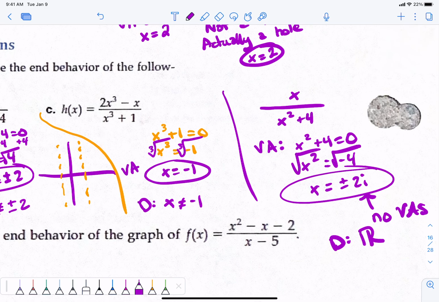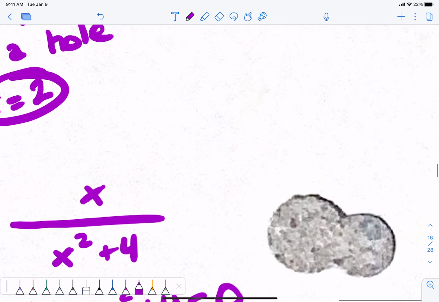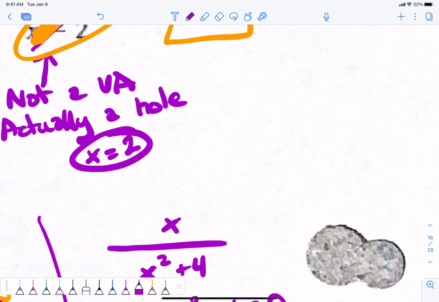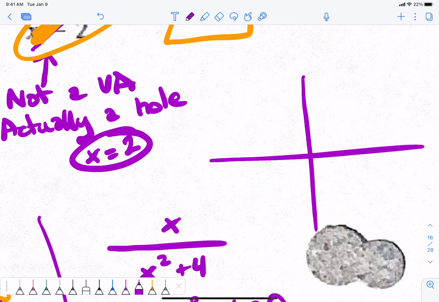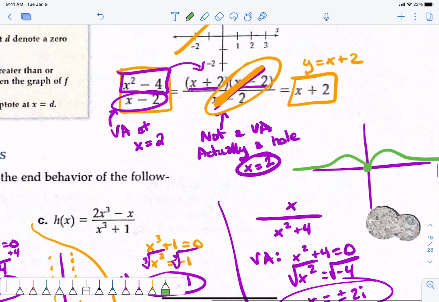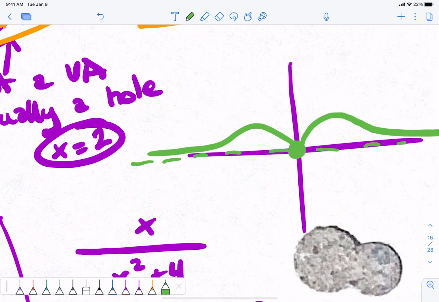A lot of times it will look like, this is weird, but you might have seen this before. It kind of looks like an M, so it'll go up and come back down and level off, and go up and come back down and level off. It kind of looks like a mustache. So it doesn't have a vertical asymptote because it touches at 0. No VA, but it does have a horizontal asymptote, leveling off at 0.